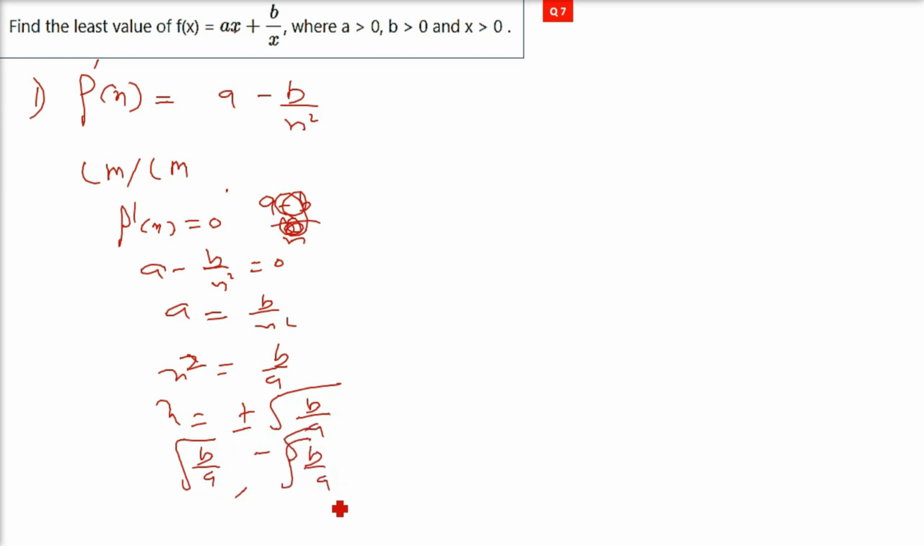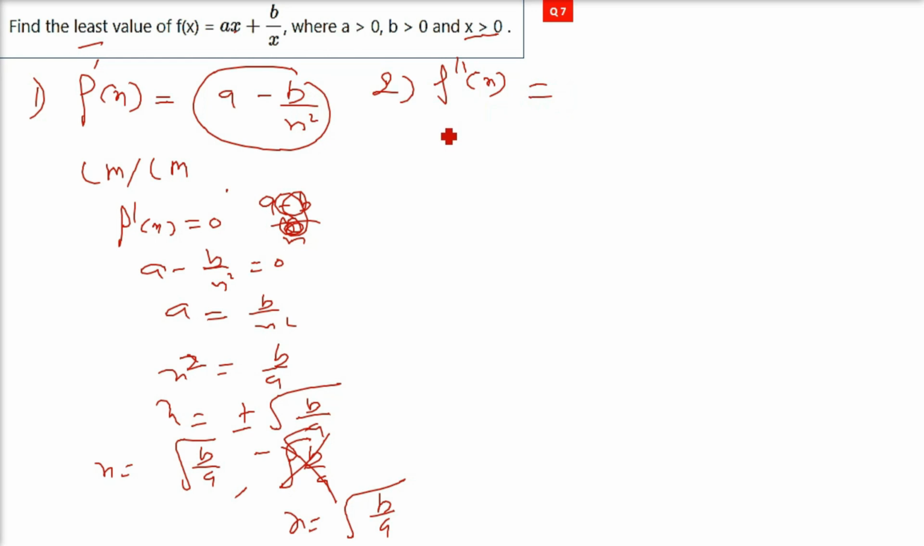X is also greater than 0, so you cannot have a negative value. So the negative value we are not going to take. We are only going to take x is equal to under root b by a. Negative under root b by a you are not going to take. Alright. So x equals to under root b by a is the value for which y has to be computed. But before that, f double dash x, we have to prove that you need a least value. So you are going to get the positive value here.